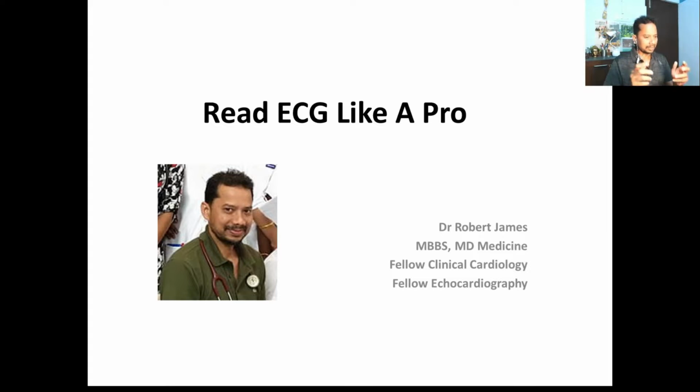You have to be like a detective when you interpret the ECG, and just hold it, interpret, go step by step: rate, rhythm, axis, P waves, PR interval, QRS, QT, ST, T, okay, like that. So we'll start the ECG. This is a very interesting ECG.